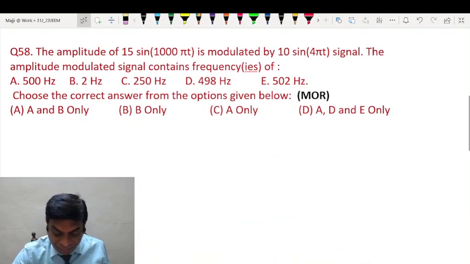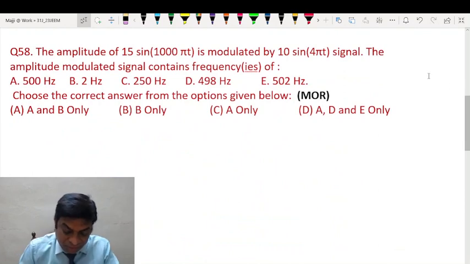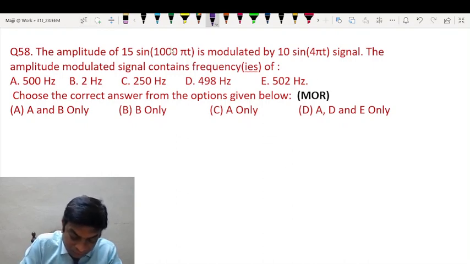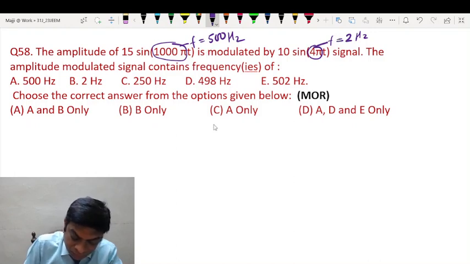Coming to question 58. The amplitude of a carrier wave is modulated by this signal. The amplitude modulated signal contains frequencies of. Now you see, this is 2 pi f, the coefficient of t. So frequency is 500 hertz. Similarly 2 pi f is 4 pi, so here frequency is 2 hertz. This is the frequency of the carrier wave. This is the frequency of the modulating wave.